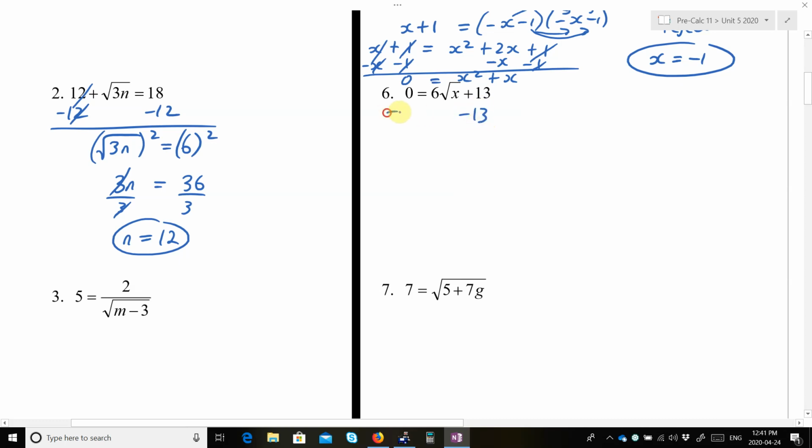This one, we will subtract 13 from both sides, and we will get negative 13 equals 6 times the square root of x. And that's not going to have a solution, right? Because anything that comes out of the square root is positive. Positive times 6 is not going to equal negative 13, so this one has no solution.